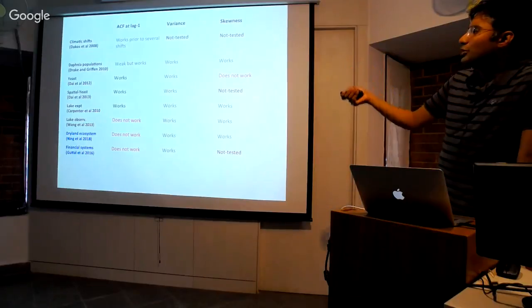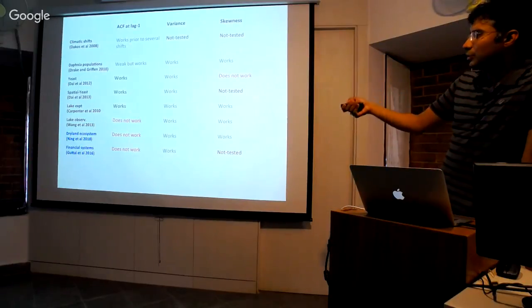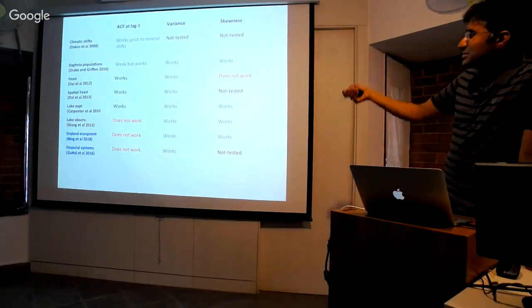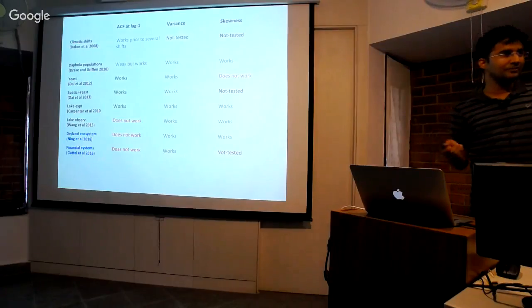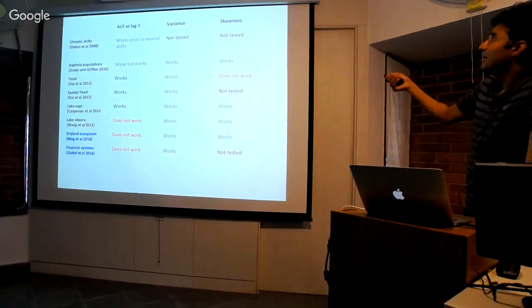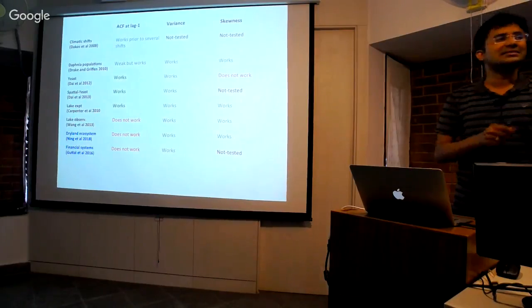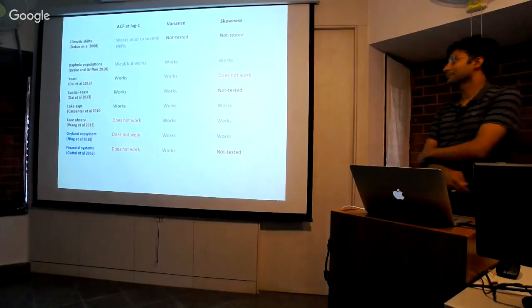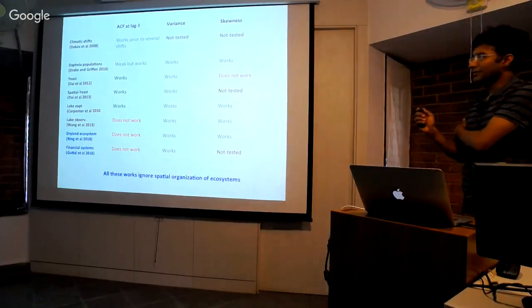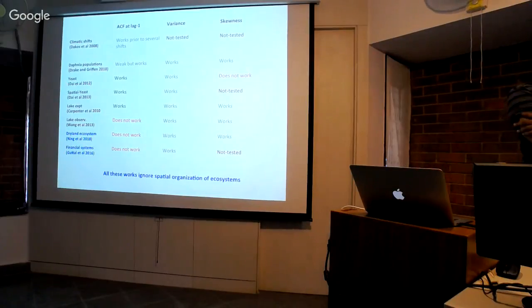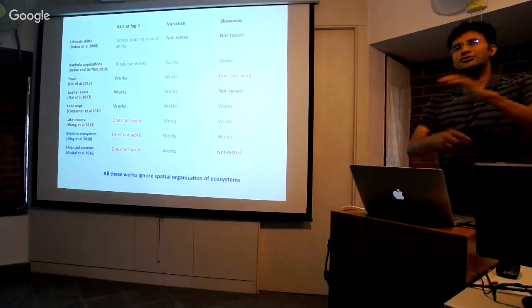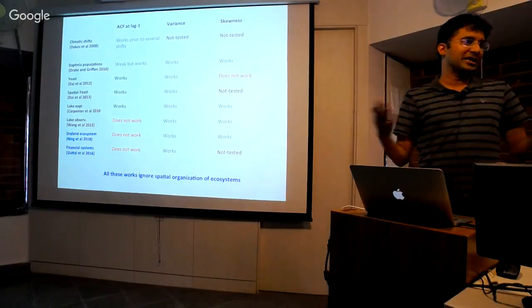We find that the autocorrelation works in some of them, but not all of them. But variance does seem to work pretty much in every one of them where it has been tested. And skewness again seems to work in scenarios where stochasticity plays an important role. Okay, however, all these works actually ignore the fact that ecosystems have a strong spatial organization.